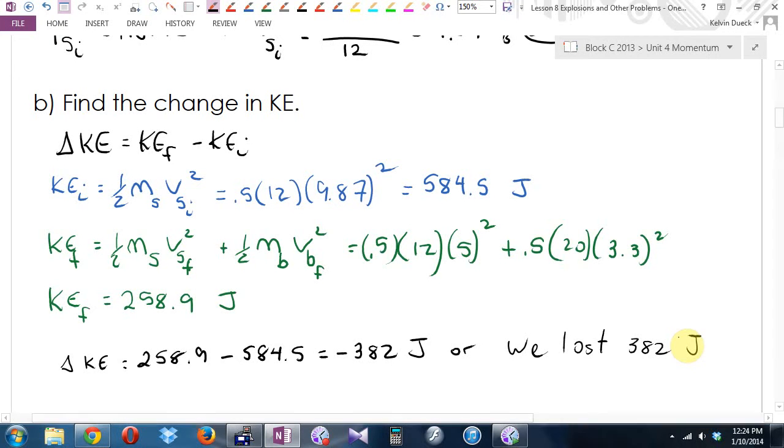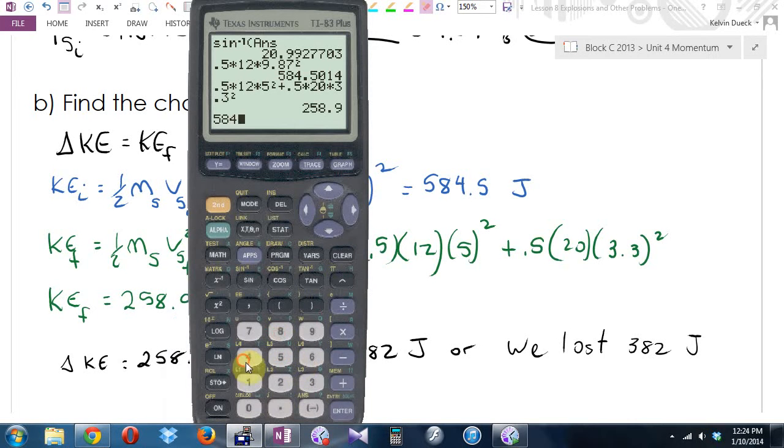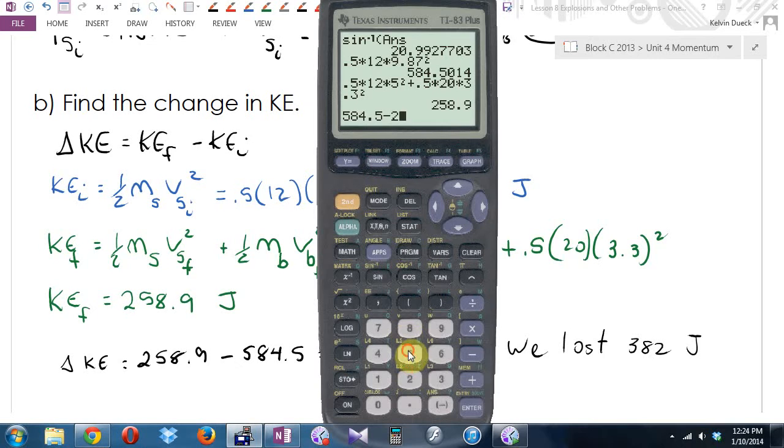Is it 382? I see people staring and looking with a frown on their face. Is that right? All right, better type this in. So what was it? 584.5 minus 258.9. I'm tempted to move you guys back there, or maybe back there you would have done it. Is it 325.6? So 326?